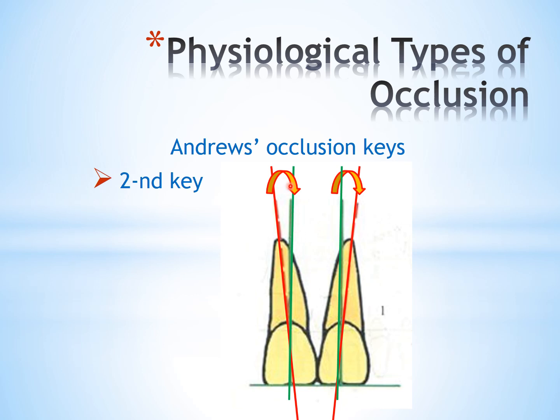Angulation is the angle between a perpendicular line to the occlusal plane and the long axis of the tooth. They are shown with positive angulation.